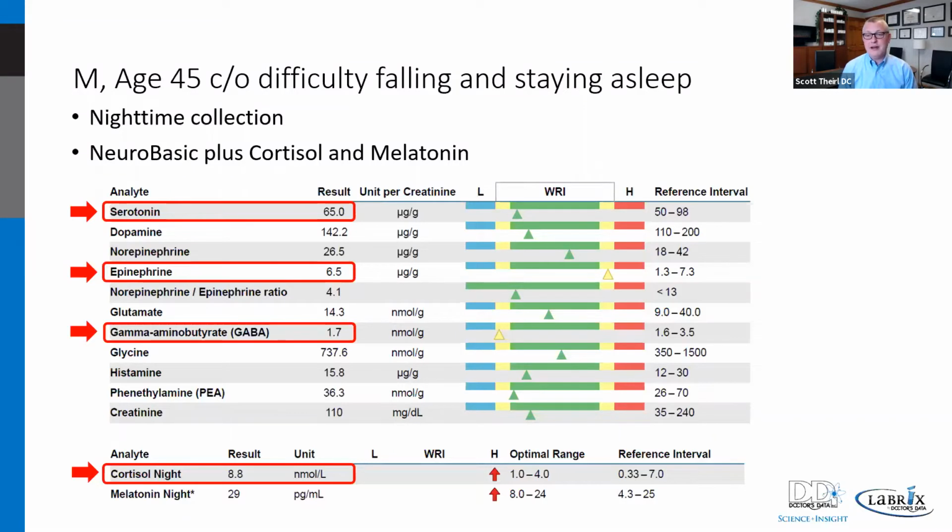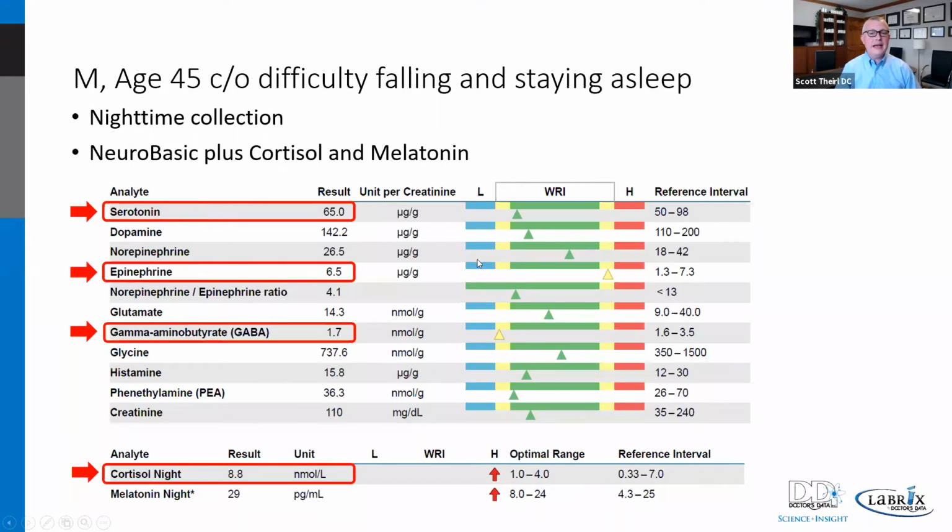Serotonin down at 65, reference range up to 98 for an adult male. We have some opportunities there to support that, right? That should be at the top of your list in terms of helping people sleep. Some type of either 5-HTP, 5-hydroxytryptophan, or tryptophan. Dopamine levels, 142, well within the reference range of 110 to 200.